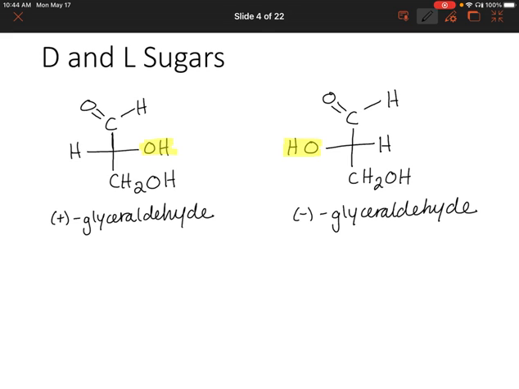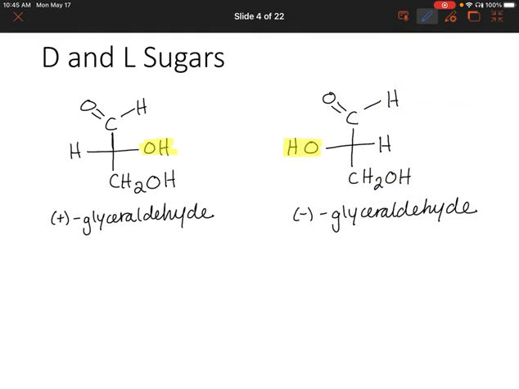So one enantiomer will rotate light clockwise, so dextrorotatory. The other one will rotate light counterclockwise, levorotatory. Now, the dextrorotatory version, so the one on the left, this is more abundant in nature.